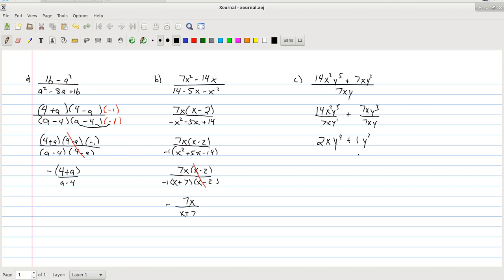Now, they didn't mention to factor this completely or not, but we might as well go one extra step and look for a common factor. I see that these two both have y squared in common. So we could factor out the y squared, which will leave us with 2x y squared plus 1. And now either of these two should be a perfectly valid answer, although if they ask you in the problem to factor your answer completely, you've got to have the second one.